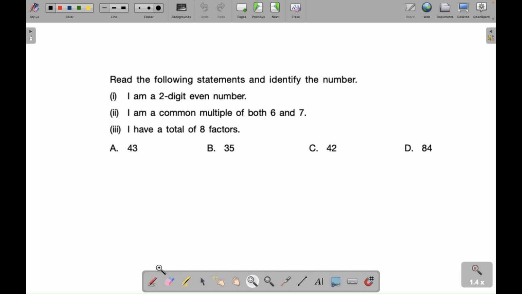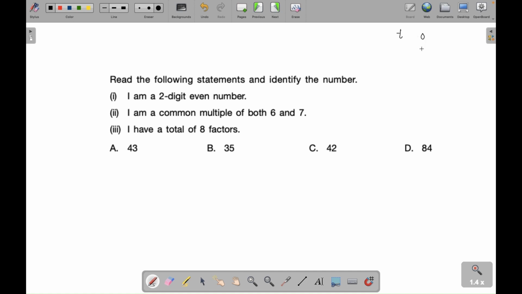The next question: read the following statements and identify the number. I am a 2-digit even number, right? For such questions, again, you have to look at the options. It is a 2-digit number, so ones place and tens place. It is an even number.